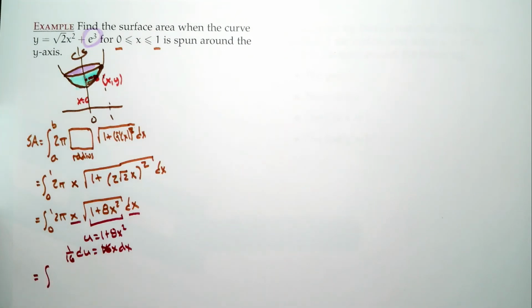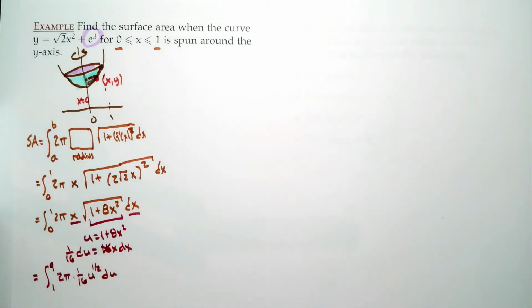What will the new bounds become? 1 to 9. How do you figure that out? You plug in the old bounds. Plug in x equals 0, you get 1 plus 0, which is 1. Plug in 1, you get 1 plus 8, which is 9. The 2 pi will still be 2 pi. The x dx will give us a 1/16 du, and then the square root of 1 plus 8x squared will become u to the 1/2, which is another way to say square root of u.